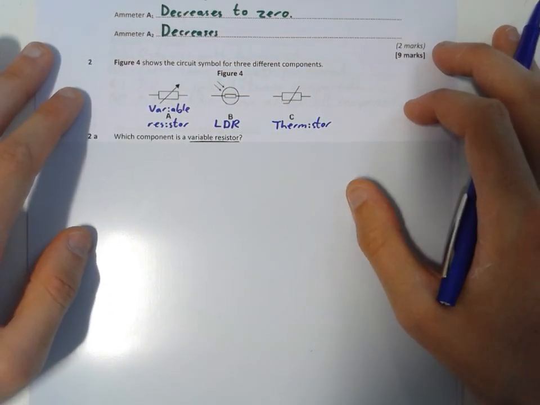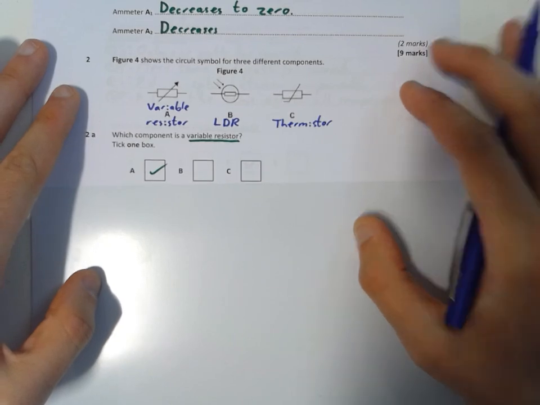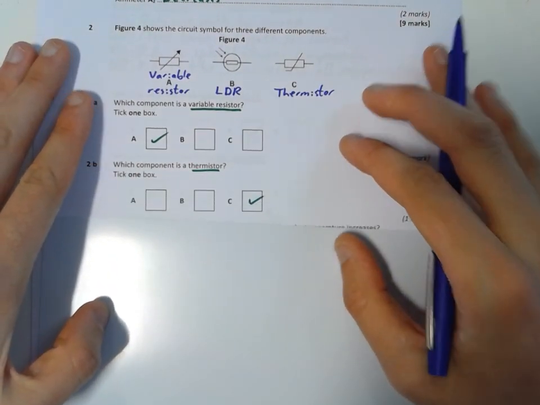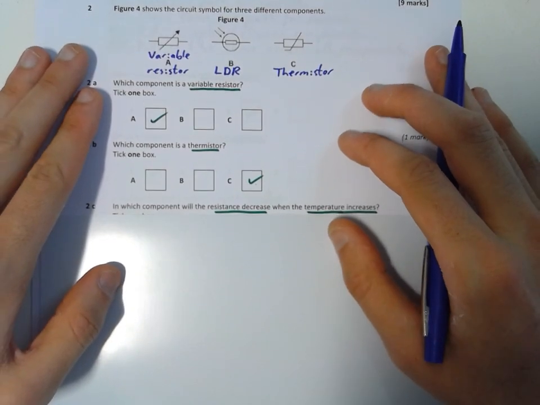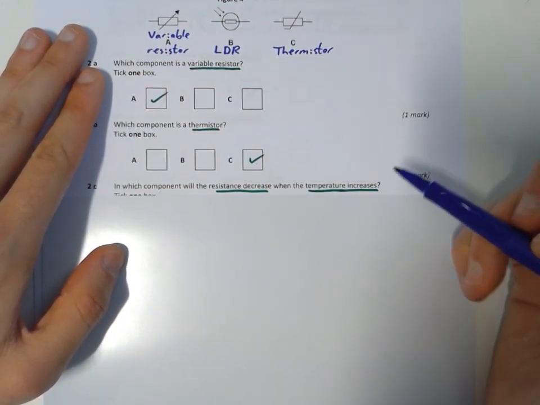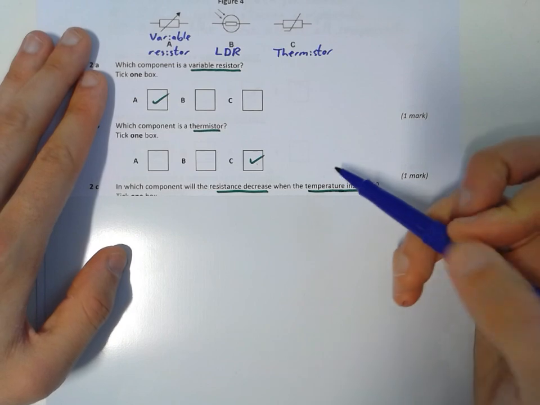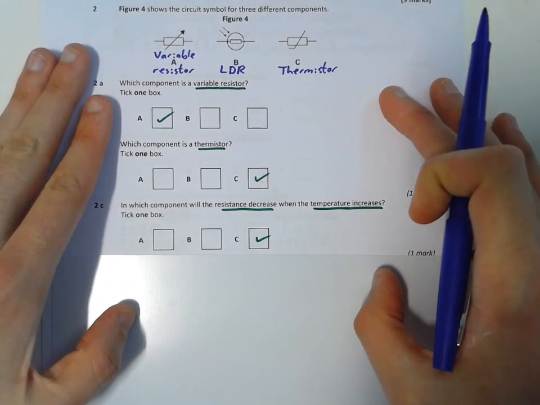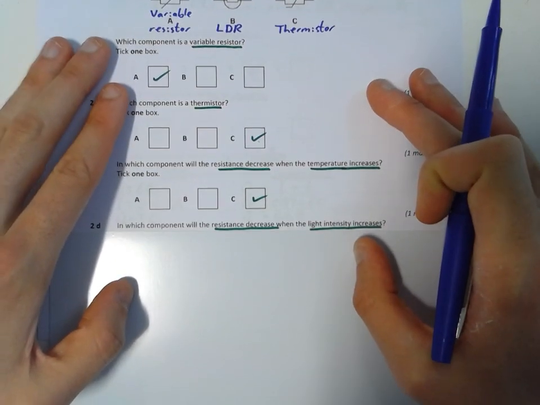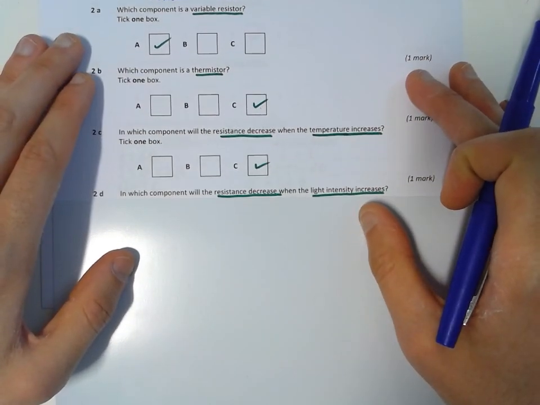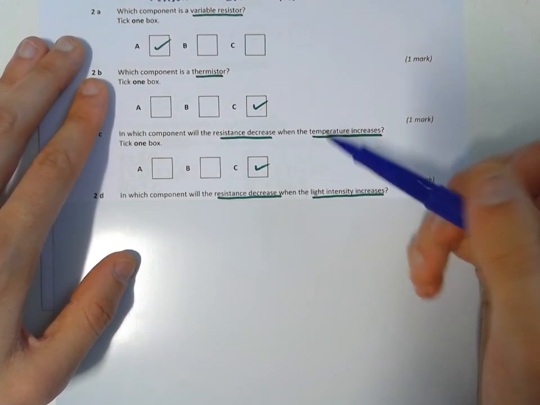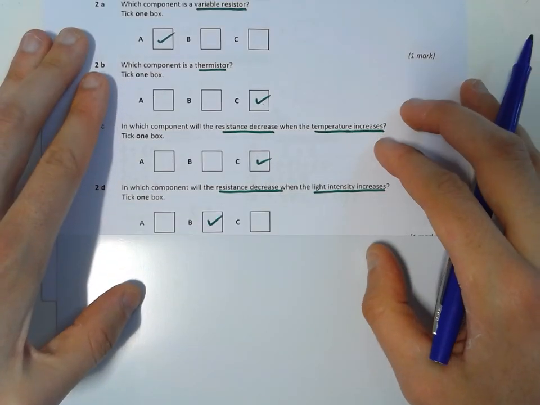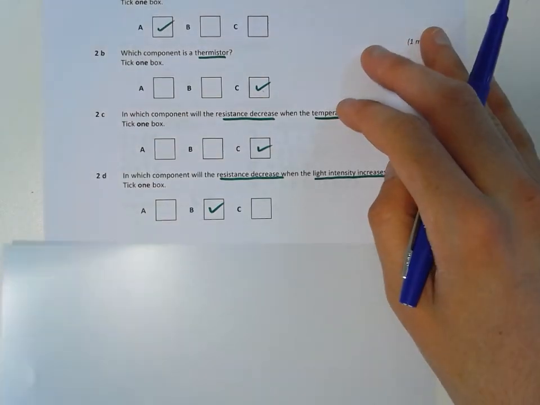Which component is a variable resistor? We've already done that. That is A. Which component is a thermistor? Already done that. C. Which component will resistance decrease when the temperature increases? Think about temperature. Therefore, it's going to be affected. We're going to be thinking about a thermistor. So that is C. And in which component will resistance decrease when light intensity increases? Think about light. That's going to be our light dependent resistor. B. 1 mark for each of those.